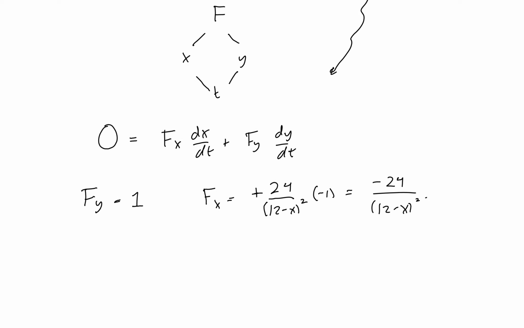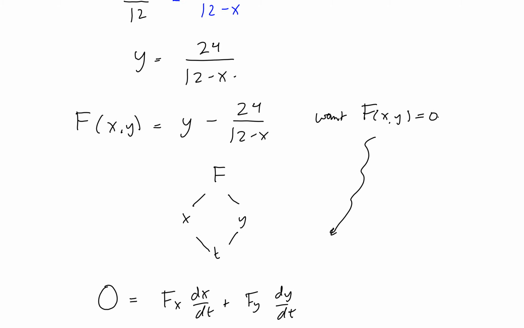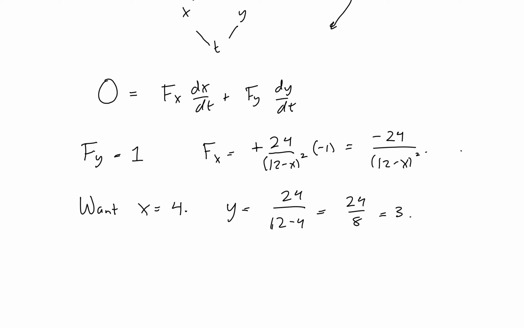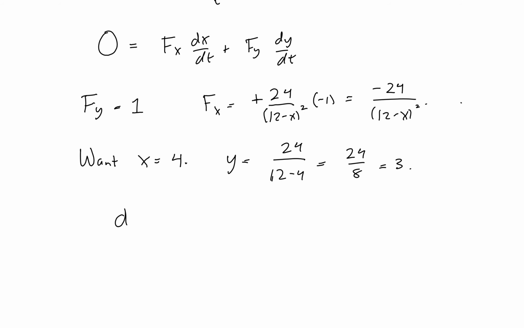So now I have most of everything I need. So we want x to be equal to 4. So if we plug that into our equation up here, if x is 4, that means y is 24 over 12 minus 4, which is 24 over 8. So this is at a height of 3. We aren't actually even going to need that. There aren't any y's left in the problem.